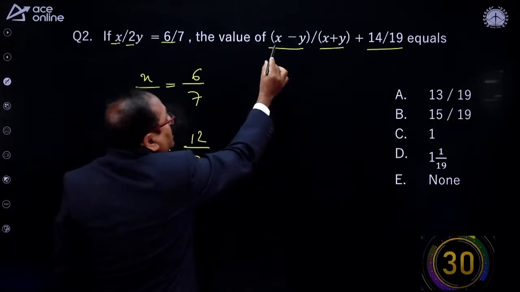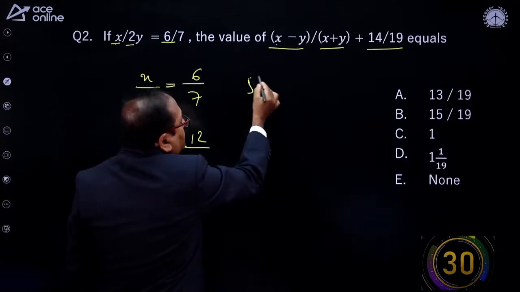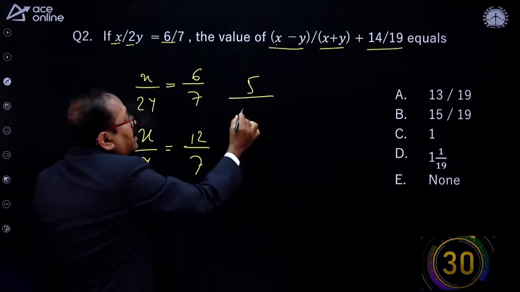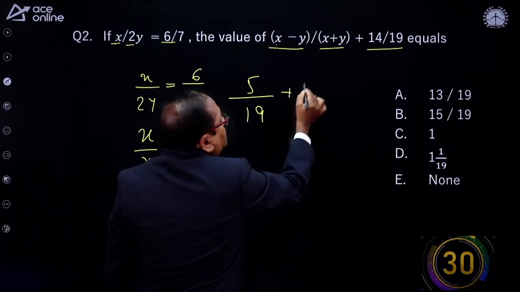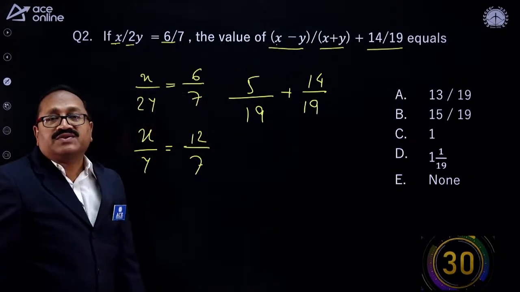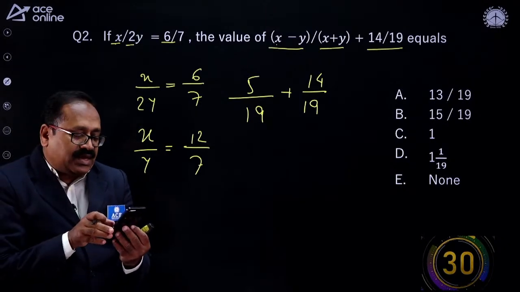You are asked x minus y. So x minus y is nothing but 5. Let's answer together, my friends. And x plus y, that is 19, and plus 14 by 19. So you are asked to find out this value. Now, I'm sure some of you might have done this by this time.